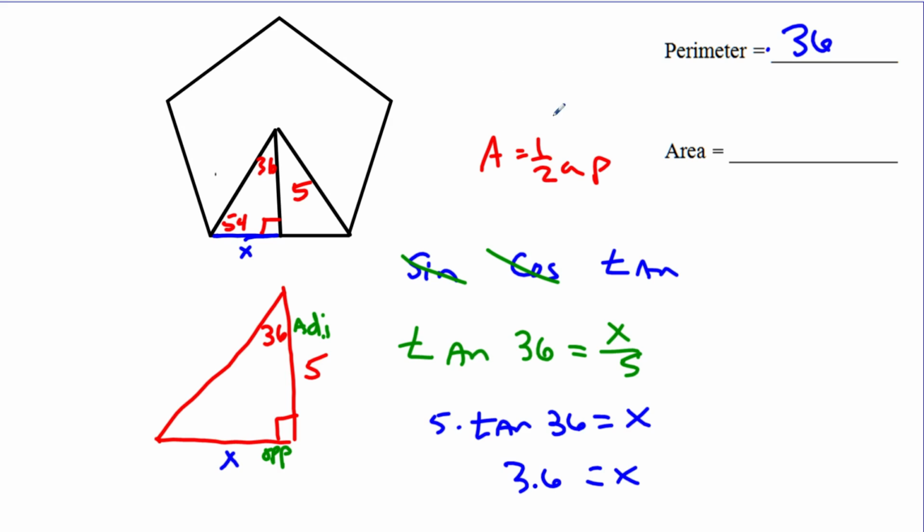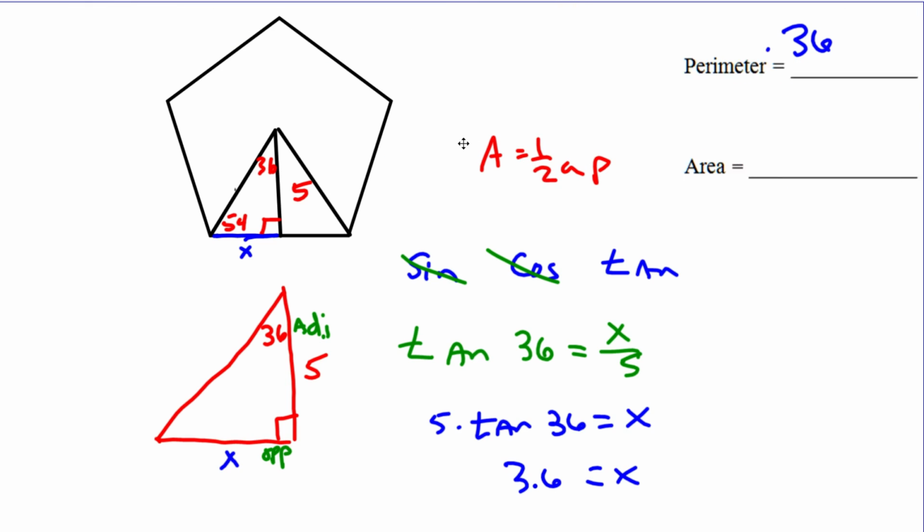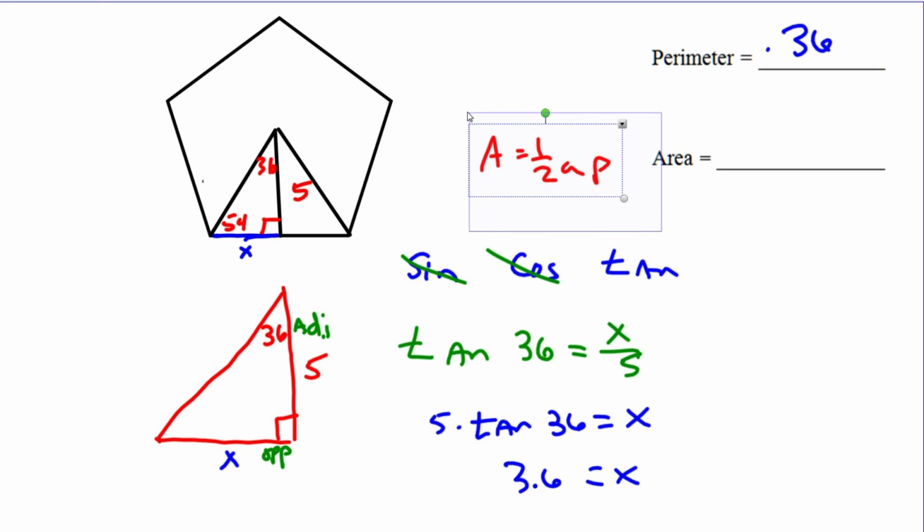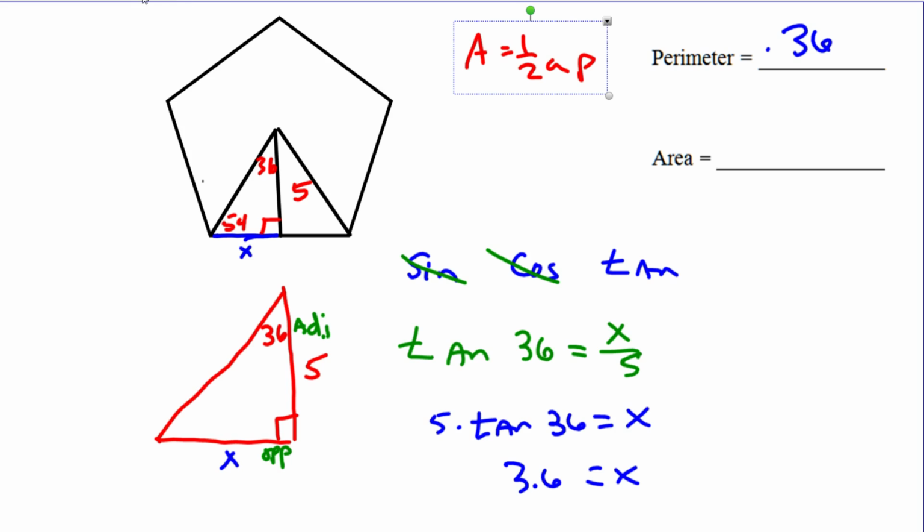Okay, and now I can actually do the area as well because remember I needed perimeter for area. So let me move my formula up a little bit. And that is not 0.36, that's just a stray mark. Okay, so let me fill in now. I'm going to say area equals 1/2. My apothem is still 5. They gave that to us in the problem. My perimeter we just calculated is 36.